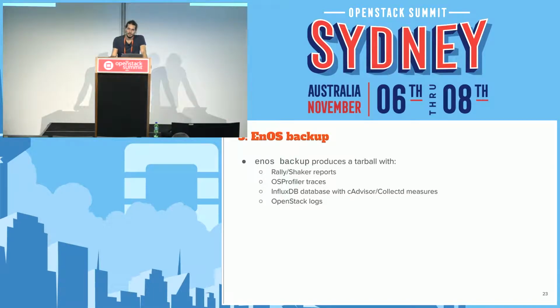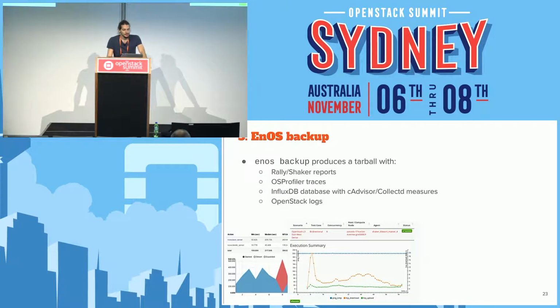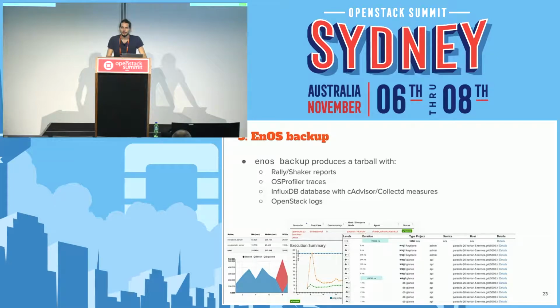Once the benchmarks are finished, EnOS enables you to back up the generated data in a tarball. And you can have different types of results. There are coarse-grained results, like the Rally report, and also the Shaker reports for the data plane. It also backs up more fine-grained reports, like the one from OSProfiler, so you can see all the calls that are made in OpenStack and the time required for them.